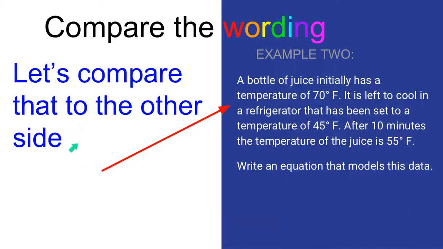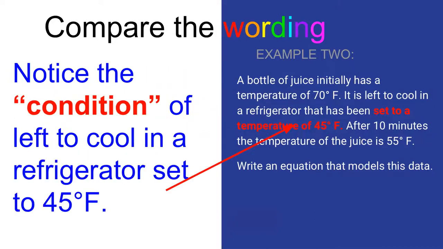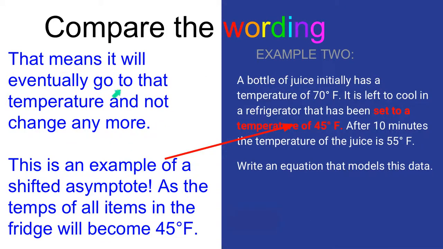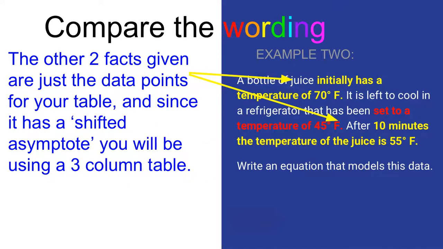Let's compare that to the other side question where now we have some detailed conditions in here. So notice the condition of left to cool in a refrigerator set to 45 degrees. If something is set to 45 degrees, then everything that's inside that refrigerator is going to eventually cool to that temperature. So that means it will eventually go to that temperature and not change anymore. This is an example of a shifted asymptote, as the temps of all items in the fridge will become 45 degrees. The other two facts given are just data points for the table.